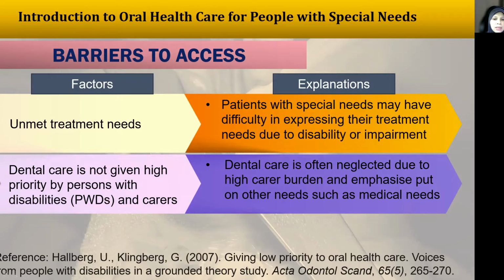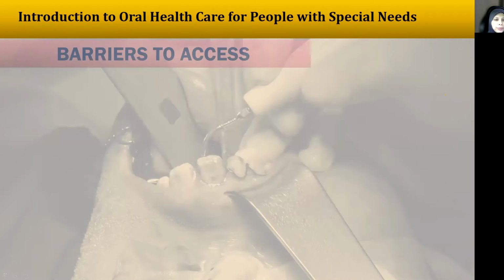Another thing is the high carer burden. For example, the carers looking after people with disabilities have a lot of other things to do as well, and they probably don't care for just one person. They have to care for other people with the same conditions, or take care of other children apart from the one with disabilities. And then they often forget about the oral care that needs to be done for these patients.